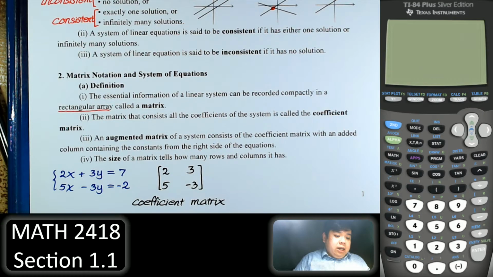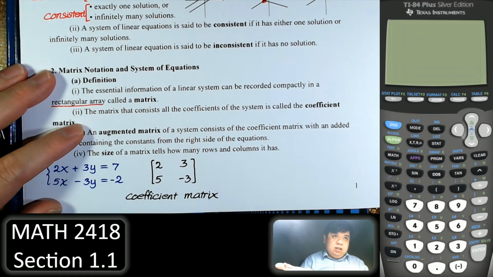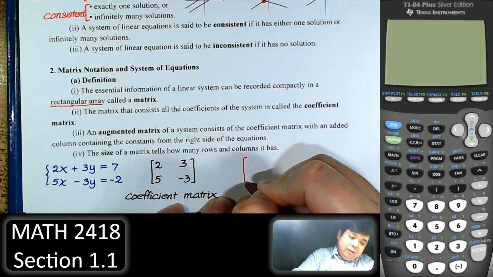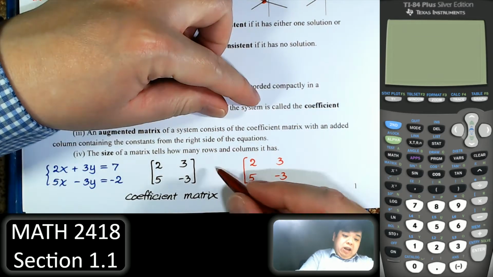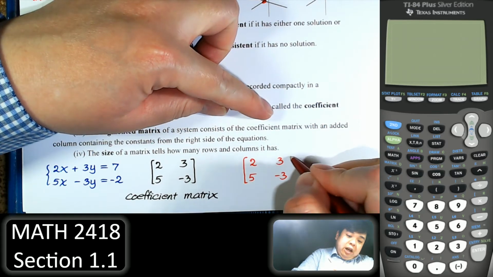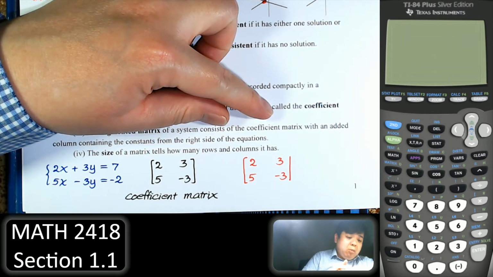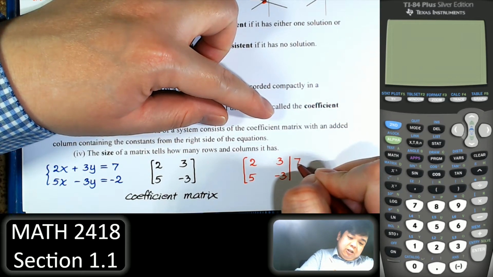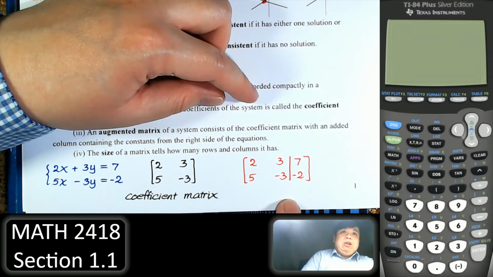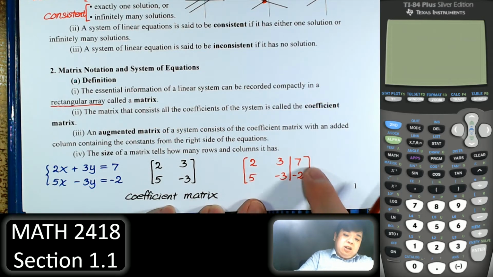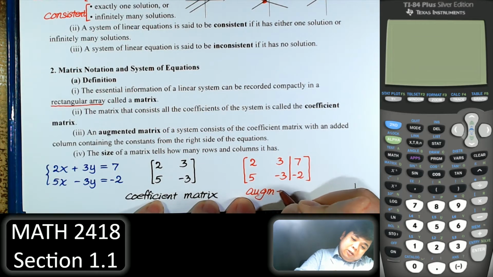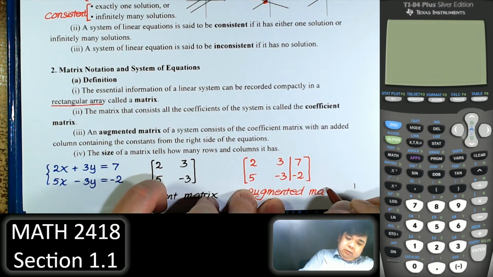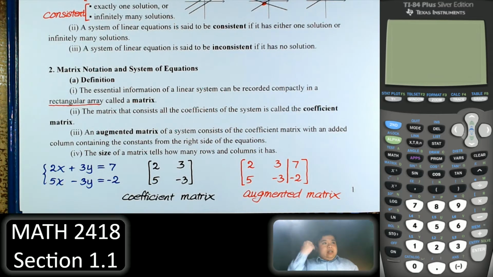Now, the augmented matrix is a coefficient matrix with a constant column. So we will write the augmented matrix: 2, 3, 5, and negative 3. If that is the matrix, then it is the coefficient matrix. For the augmented matrix, I will draw a line here just to separate the left hand side and the right hand side of the equation. So the augmented matrix will be all the coefficients on the left hand side and the constants on the right hand side. This is called the augmented matrix. Right. Simple enough.